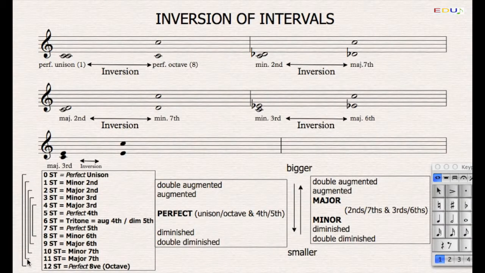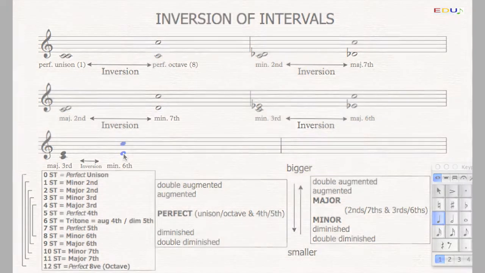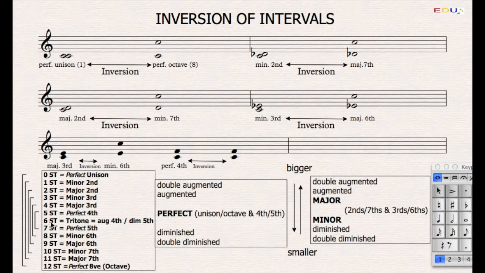So from looking at this, we can actually predict that the inversion of a major third will be a minor sixth. And if we look at the inversion, indeed it is a minor sixth. And also we can predict that the inversion of a perfect fourth will be a perfect fifth. Let's check. I'll bring the C up an octave. And we see that the inversion of a perfect fourth is a perfect fifth.